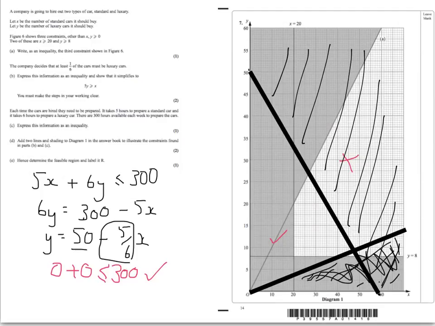Right, I have now illustrated the constraints in part B and C, so I have done that part of the question. The very, very final thing I need to do, which is nice and easy, is simply label my feasible region R. So that's the last bit here that has not been shaded in, and I'm going to label that R, and then I've done that part of the question.